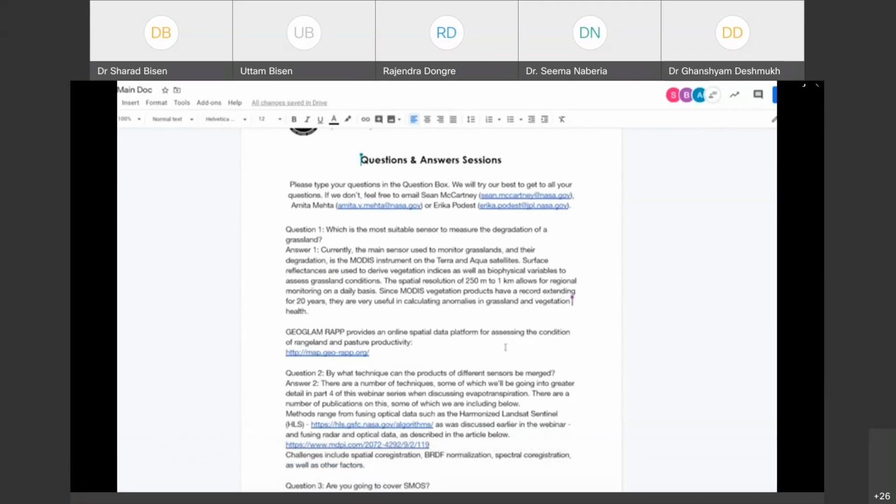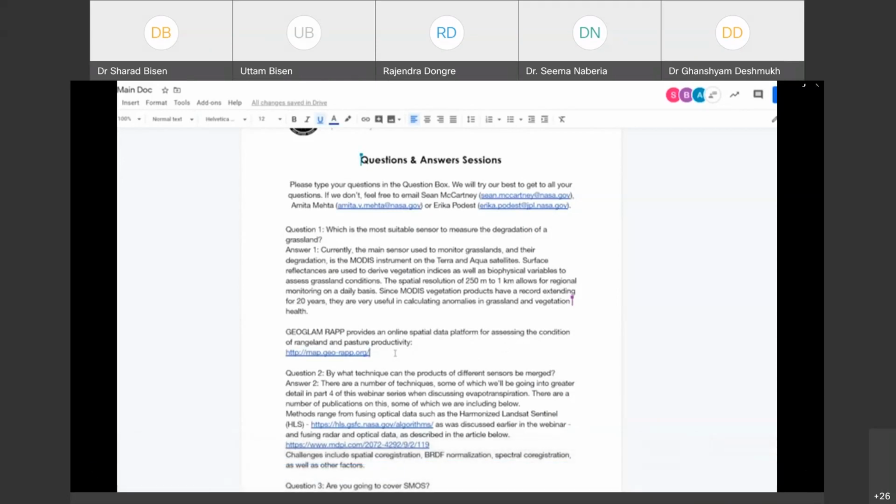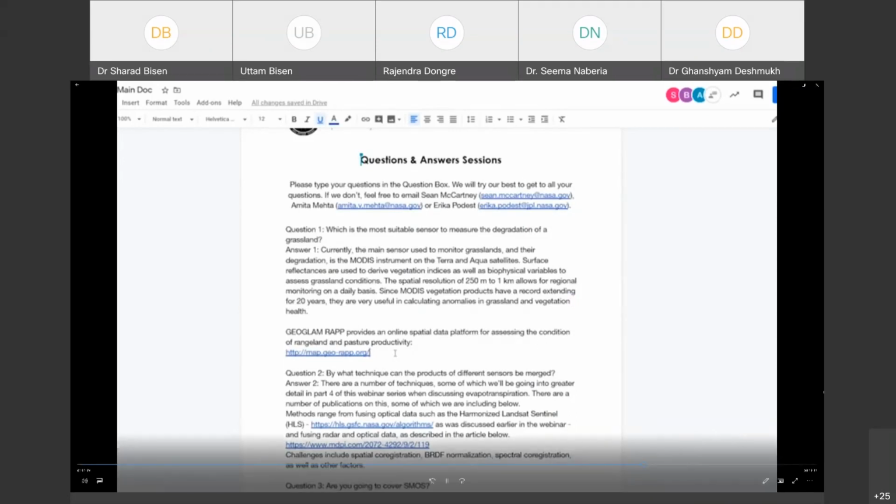So a link that we're providing below is to the GeoGLAM RAP, which is one of the programs within GeoGLAM, and that is a program which is specifically dedicated to assessing rangeland productivity. And one of the tools that they use is an online spatial platform that you can use and interact with to monitor conditions within the rangeland and pasture environments.